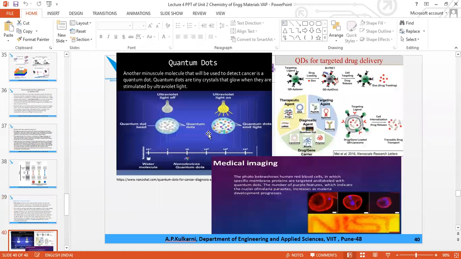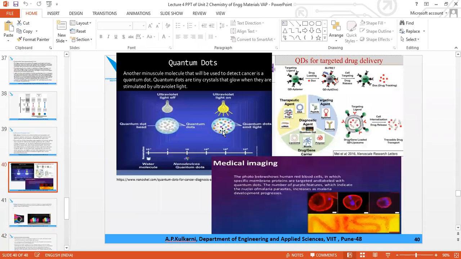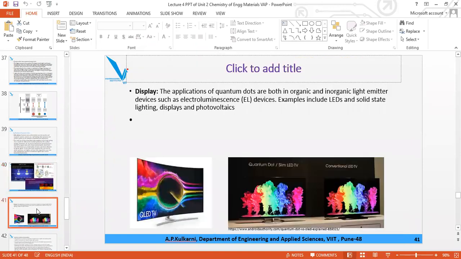This is the application: how the UV light falls on it and it gives color to that. And then what happens? Medical imaging is done. The part of the body becomes colored, and slowly and steadily, after the imaging is noted, the color goes off because you get a heavy sensation for urination or vomiting, which ultimately removes it.